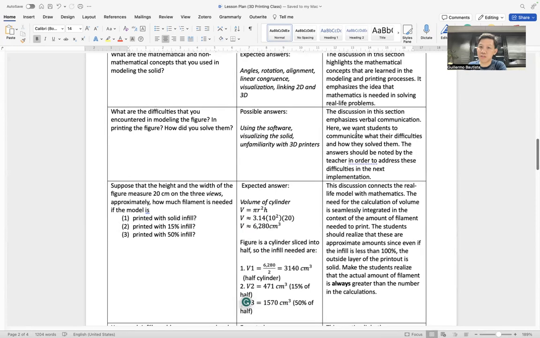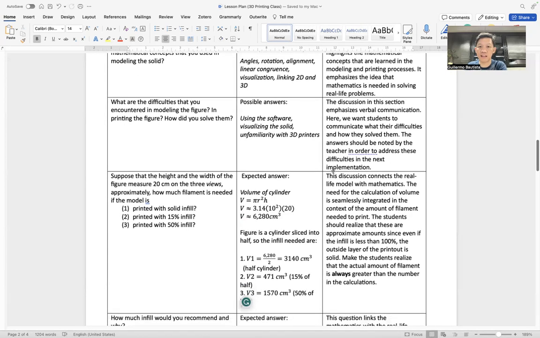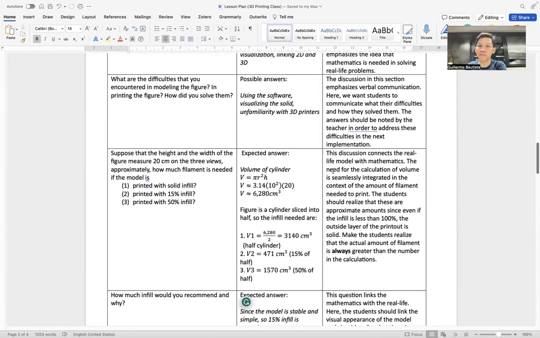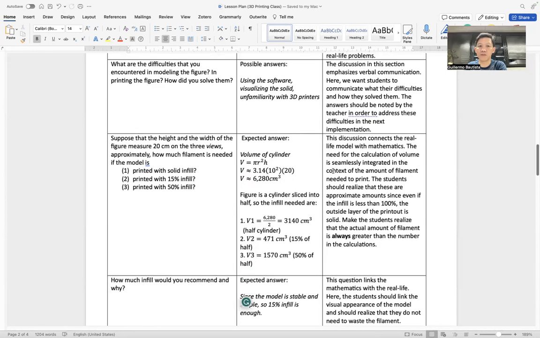So the discussion in this section emphasizes verbal communication. Here, we want students to communicate what their difficulties are and how they solve them. The answers should be noted by the teacher in order to address these difficulties in the next implementation. So it's always good, when you have a lesson plan, to note the answers, so that later when you implement it again, it's easier because you have anticipated all the answers.